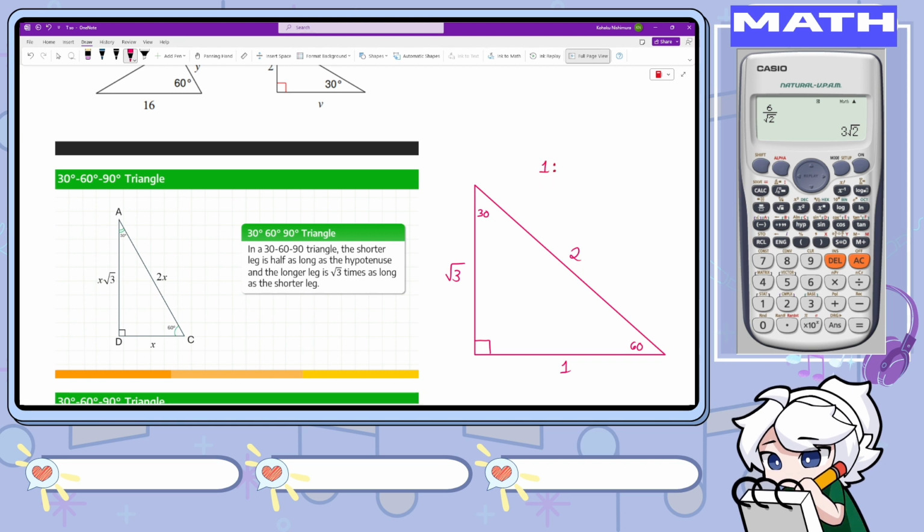You can remember this ratio. This is the shorter leg. This is the longer leg. This is the hypotenuse. That's the ratio that you can use.